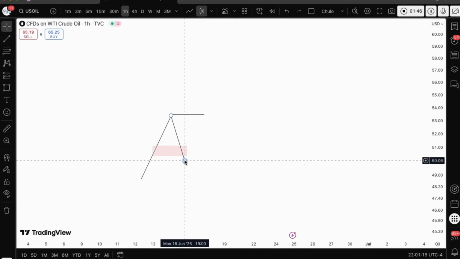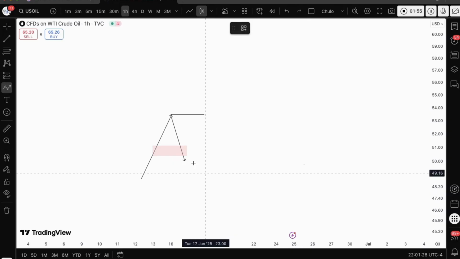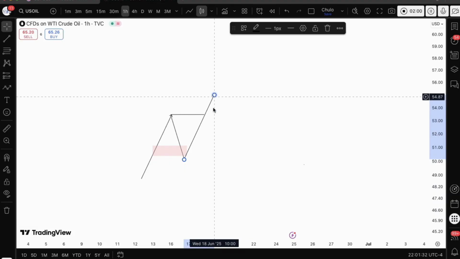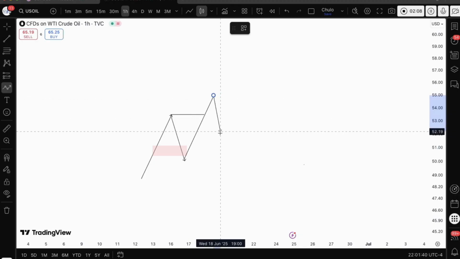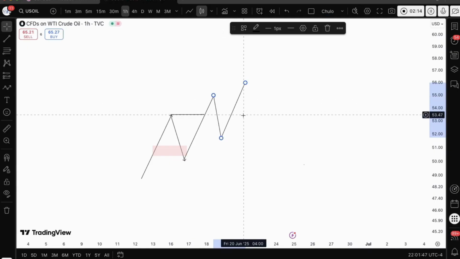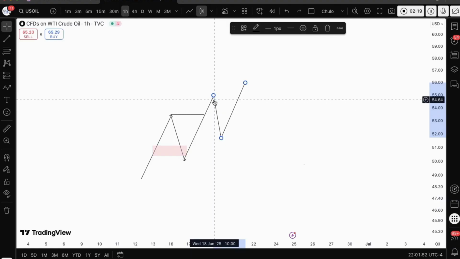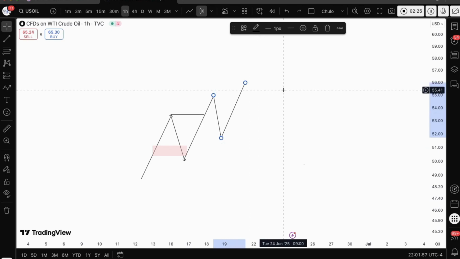And from internal range liquidity, price will seek external range liquidity. Price will take out external range liquidity, leaving an imbalance in the market. And price will come back, fill up this imbalance, go back up again. So this is basically how price moves. It comes for internal range liquidity and seeks external range liquidity, then comes back for the internal range liquidity and seeks external range liquidity again. So this is basically how price works.